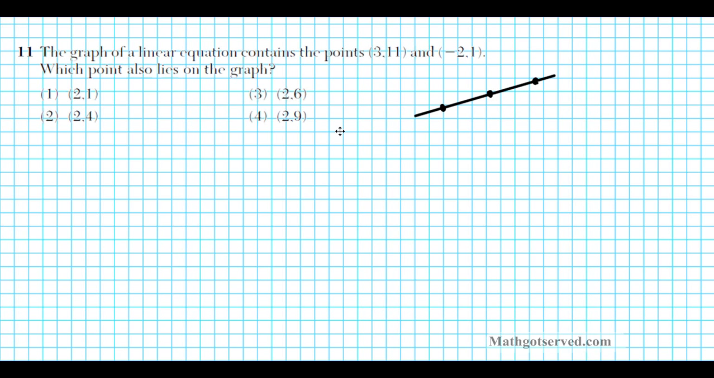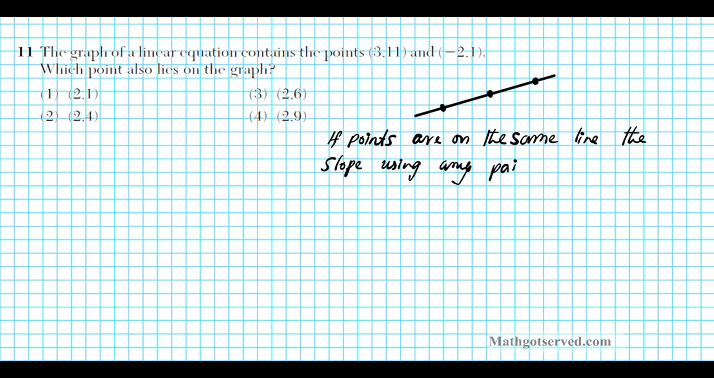Okay, so let's write down that remark real quick. If points are collinear, or on the same line, the slope, if you calculate the slope using any pair of points, is going to be the same. So the slope using any pair of points is the same, or constant.